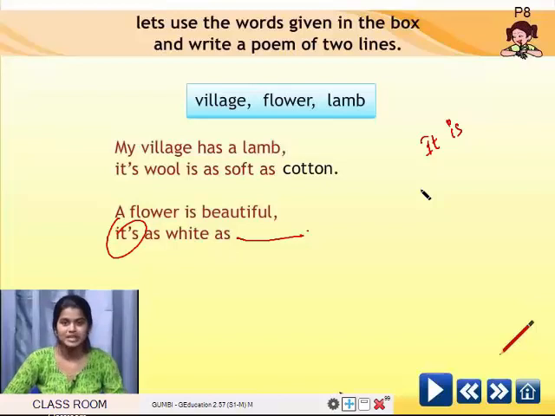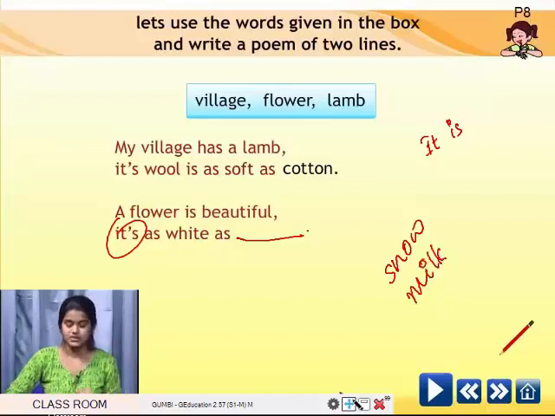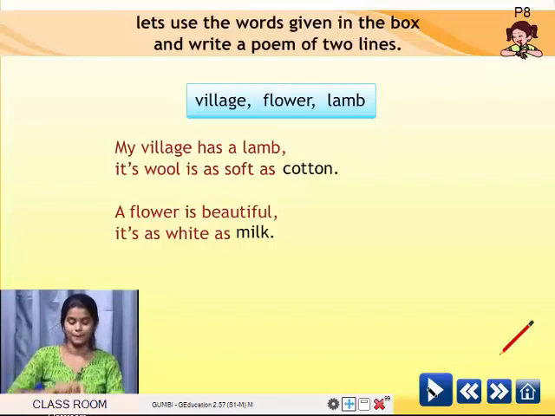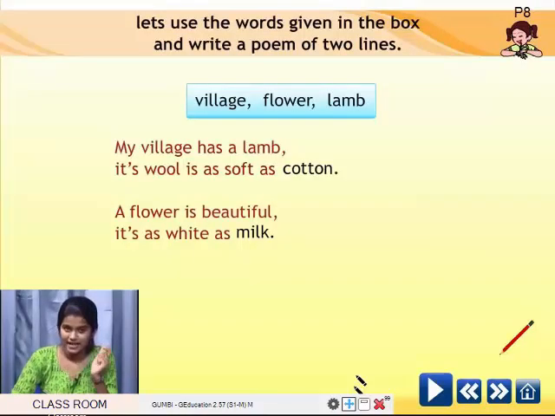What can you say, children? Yes, you can write snow or you can write milk. Correct? So a flower is beautiful. It is as white as milk. So you see now here, children, there is no rhyming word here. So it's not a rule to have rhyming words in the poem. But if you have rhyming words, it is more beautiful to hear. It's nicer to hear.